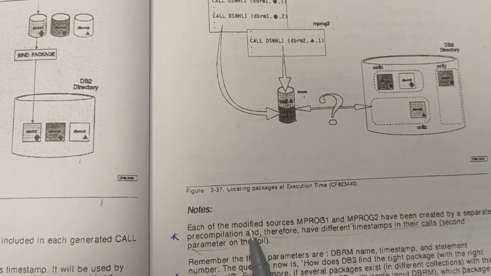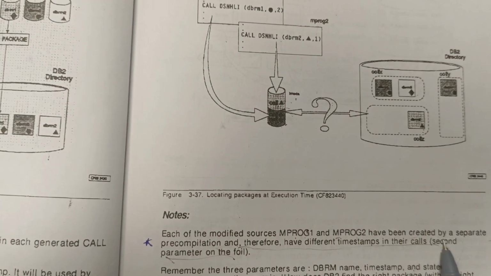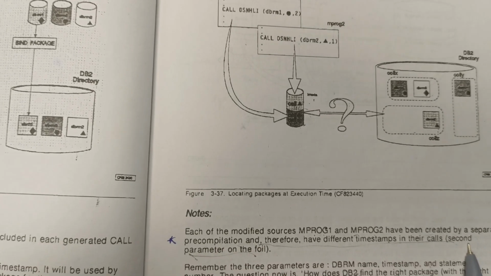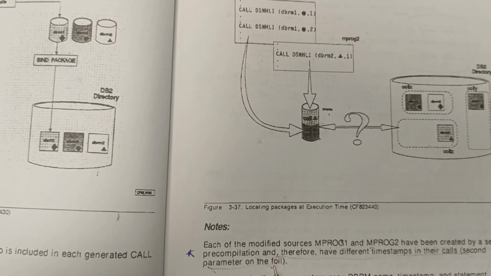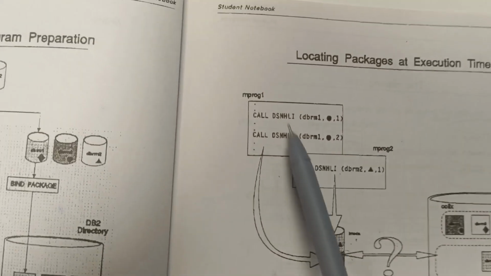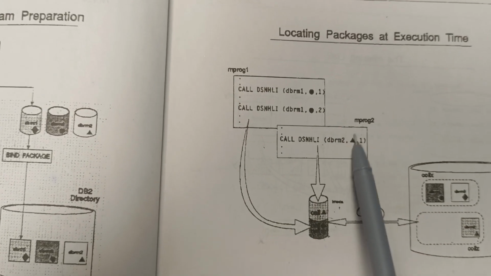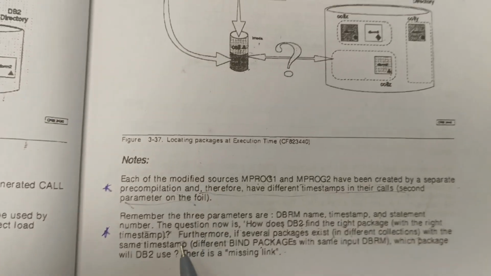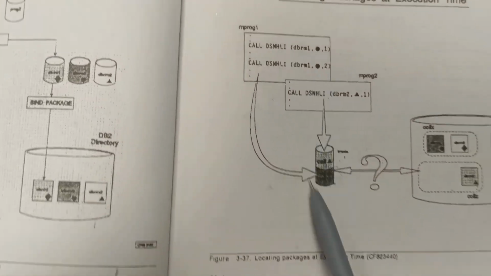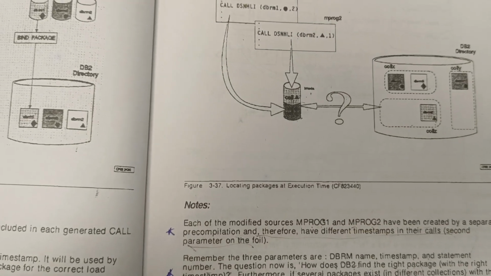We will go through each of the modified sources, my program 1 and my program 2, each created by a separate pre-compilation and therefore having a different timestamp in the second parameter of the call in the file. It means each time it creates a modifier. So this is program 1 and program 2. Each time, program 1 creates a separate timestamp, and program 2 creates a separate timestamp. Remember the 3 parameters here, explained as: this is the DBRM name, this is the timestamp, and this is the statement name.